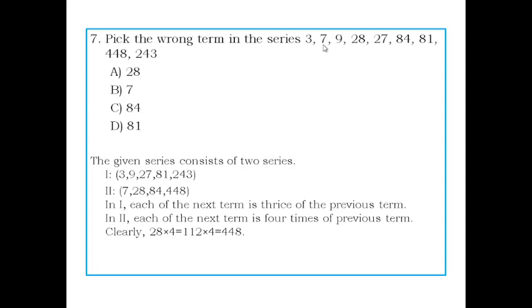Now look at the second series: 7 fours are 28, that's okay. 28 fours should give 112, but we have got 84 here. And the next number we should check: 112 into 4 gives 448, and yes, we have 448 here. So instead of 84, it should be 112. This is the wrong number we have. So option C is going to be the answer for this question.